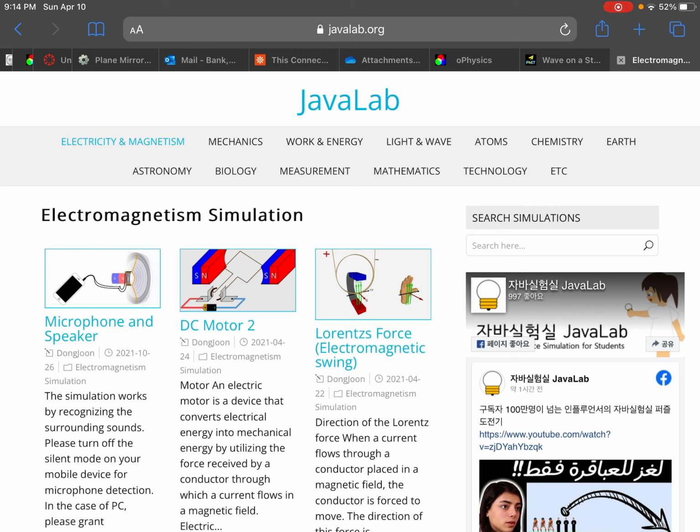Okay. So just a reminder, I wanted to show you the Java Lab website again that has the simulations. If you go to the home and then on the top left, you can see I selected the electricity and magnetism tab. Second from the bottom on the drop down is the electromagnetism. Click on that and you'll get here. You guys have seen these before, so I won't talk too long about them.